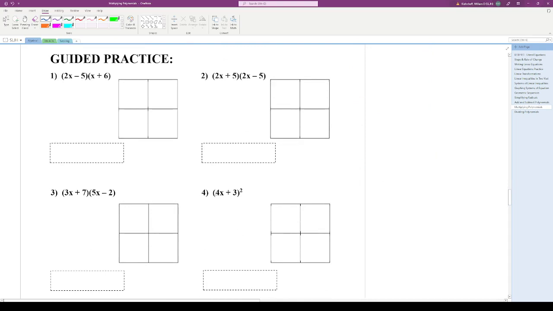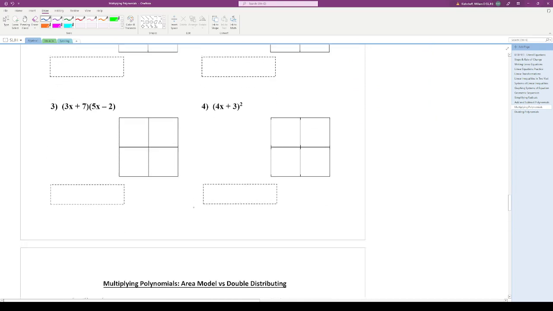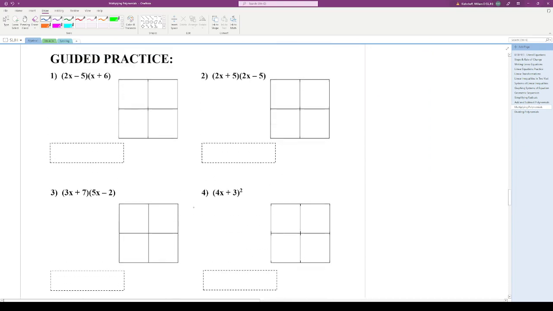So the guided practice, you should know how to do this one by now, so I'm going to let you try numbers 1 through 4, and then pause the video. Once you're ready to go through them, unpause it, and I'll go through them kind of quickly since we already have seen how to do this.